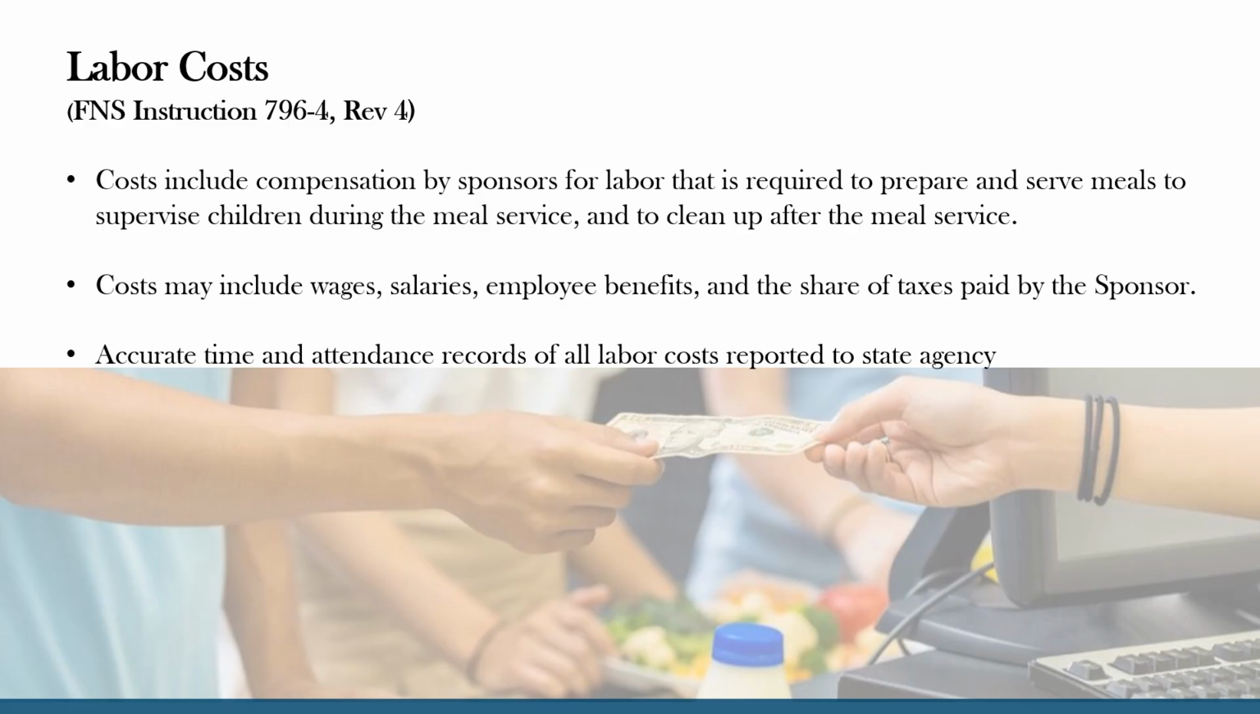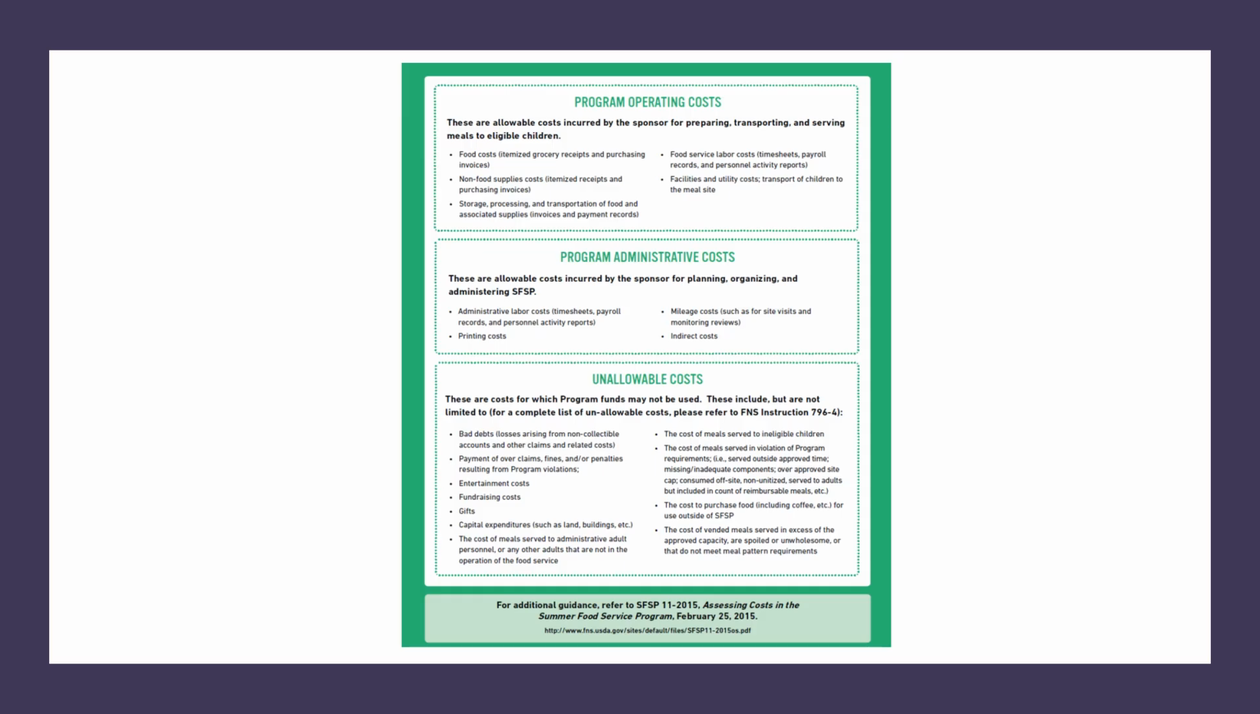More operating costs include labor costs. These costs include compensation by sponsors for labor that is required to prepare and serve meals, to supervise children during the meal service, and to clean up after the meals. These costs may include wages, salaries, employee benefits, and other share or taxes paid by the sponsor. These costs must be approved first before claiming. This is a list of program operating costs, program administrative costs, and unallowable costs.